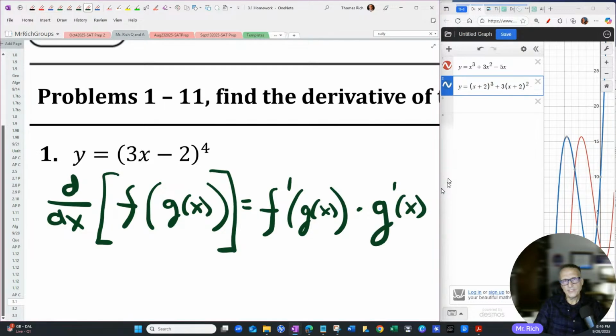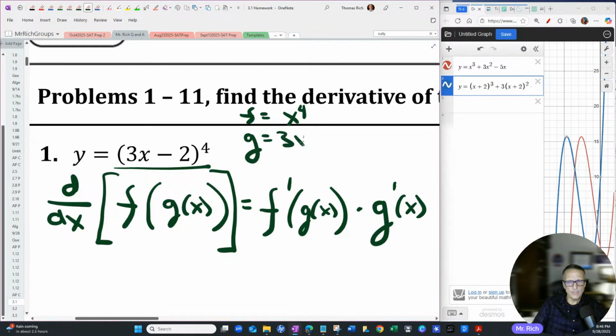Now, a lot of students, when they see this definition, they're like, I don't even know what you're talking about. When do I ever see f of g of x? Well, we're looking at one right here. This would be the composition of functions where one of the functions, f of x, is x to the fourth, and the other function, g, is 3x minus 2. Because f of g of x would mean you're sticking the 3x minus 2 in for the x, right?